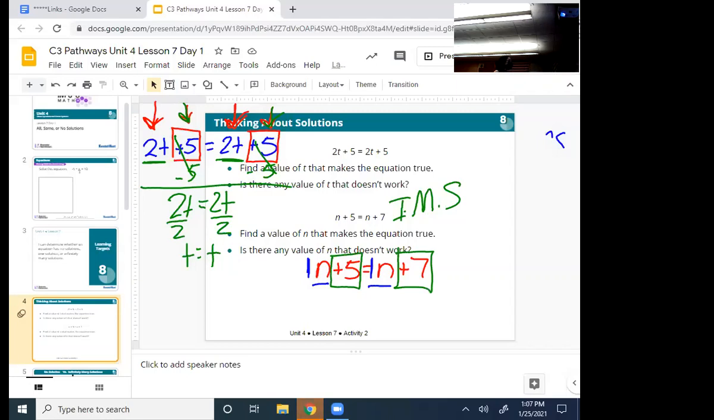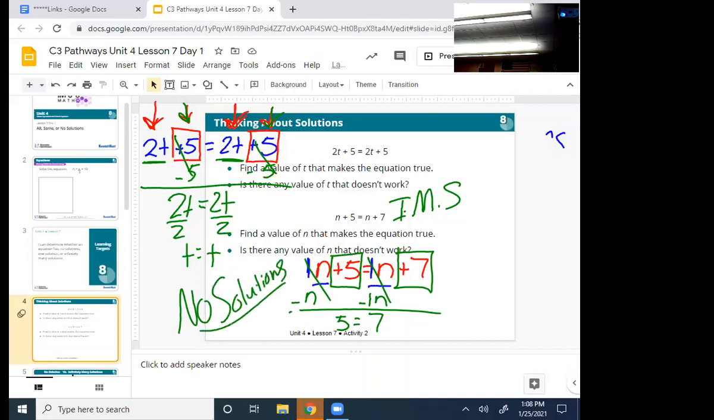So if we were to do a little bit of work with this guy, get our n's over to one side, subtract n, we would be left with 5 equals 7, because they cancel out. 5 equals 7, that's never, ever, ever going to be true. So there would be no solutions to this guy.